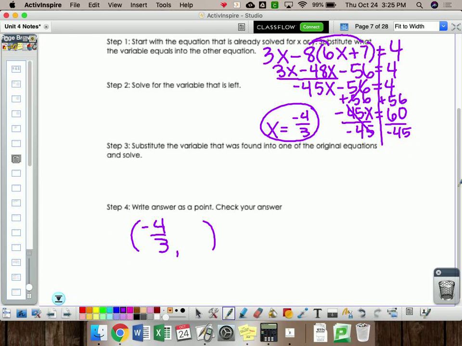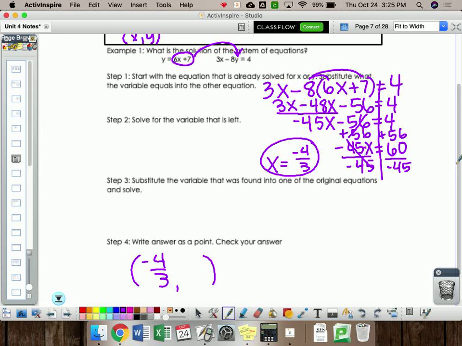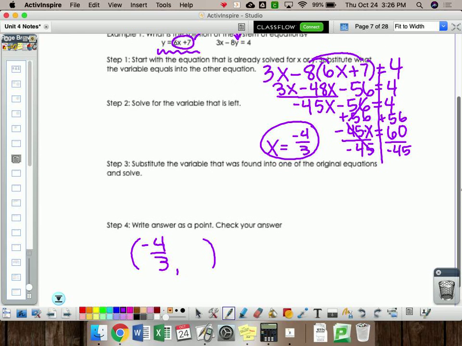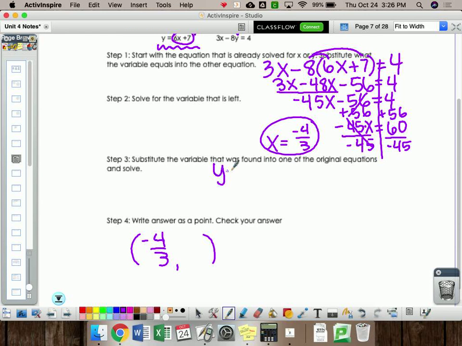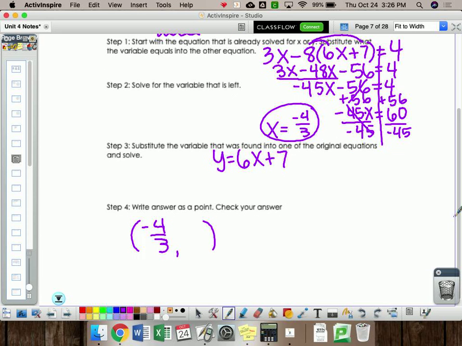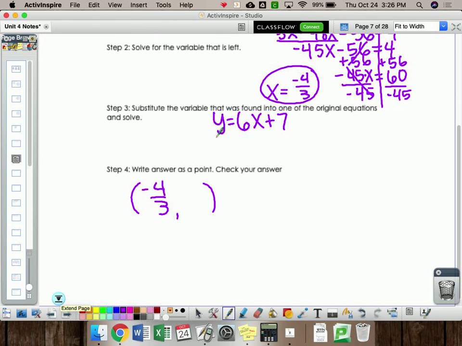So I'm going to look at my original equations. I could use either one of these equations, but I want to make it a little easier on myself. I'm trying to find what y equals. I have an equation that says y equals 6x plus 7. So I'm going to plug into that equation. Right here, let's plug it in. In this equation now, I know that the x is equal to -4/3.